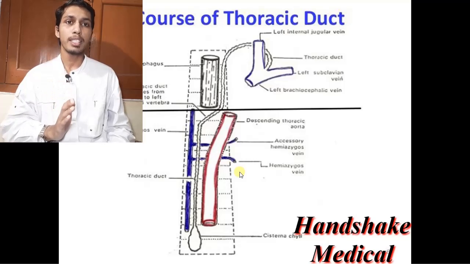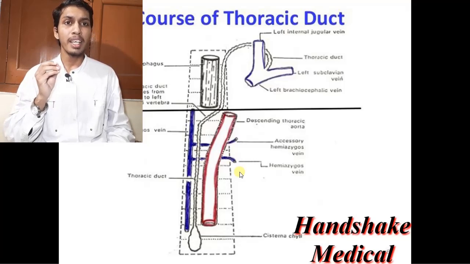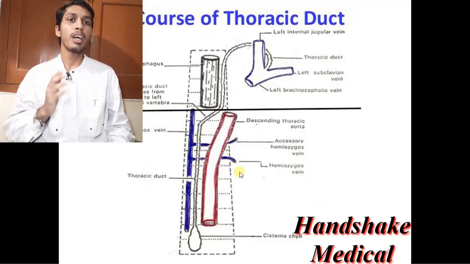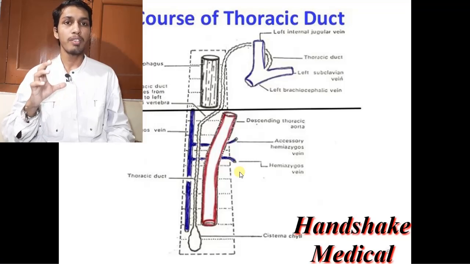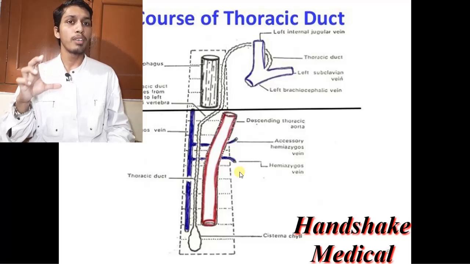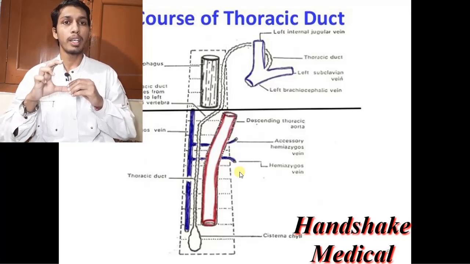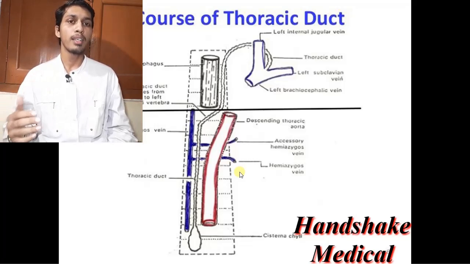Third clinical: as the thoracic duct is very thin-walled and colorless, during surgery in the posterior mediastinum there is a higher chance of rupture of the thoracic duct. So utmost care must be taken during surgery in the posterior mediastinum regarding the thoracic duct. As we have studied, the thoracic duct is present in the posterior mediastinum from the T4 vertebral level to the T12 vertebral level. So that's all about the thoracic duct.